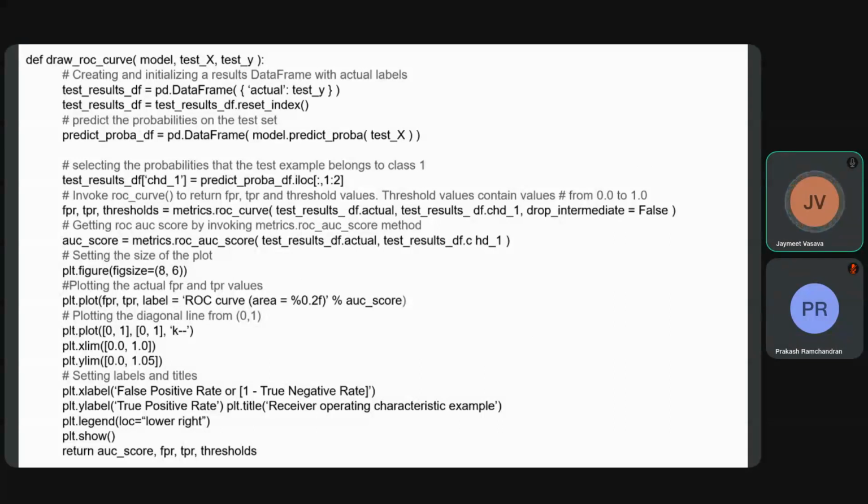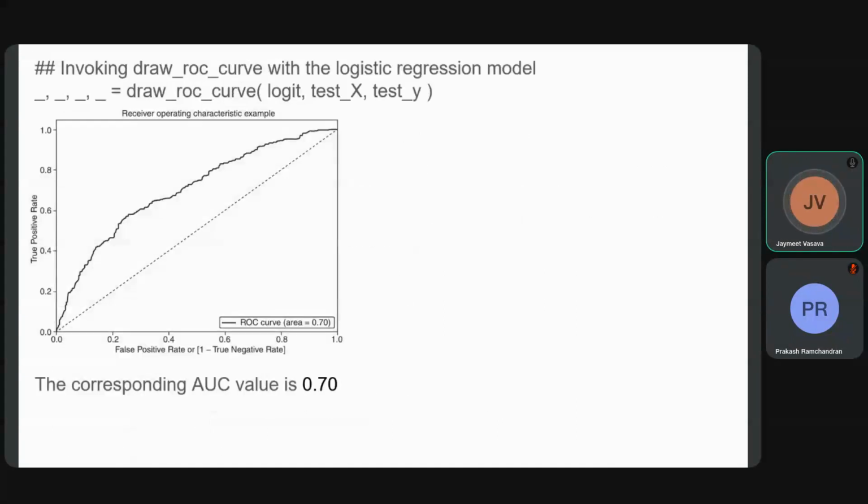Then getting the score by invoking the sklearn metrics roc_auc_score, and then plotting the values for the respective labels and also assigning the labels as well. So when we draw the ROC curve, this is the curve that we get, and we get the AUC score of 0.70.